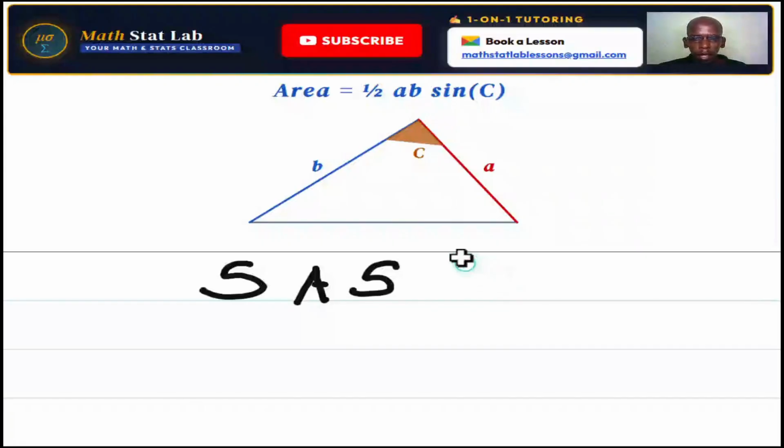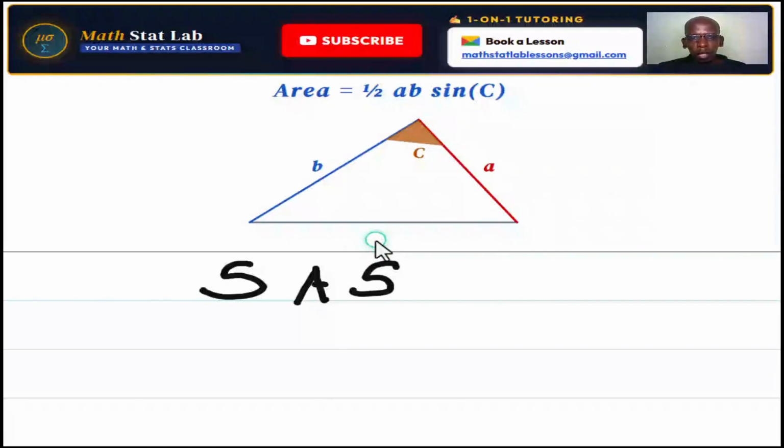Then the second thing is that the angle we are going to use must be in between the lines we are given. Like in this case, we are given A and B. Then the angle we are going to use must be in between these lines, which would be this angle here. If we were given this line here, then we would use this angle here. And if we were given this line, this one here, then we would use this angle here.